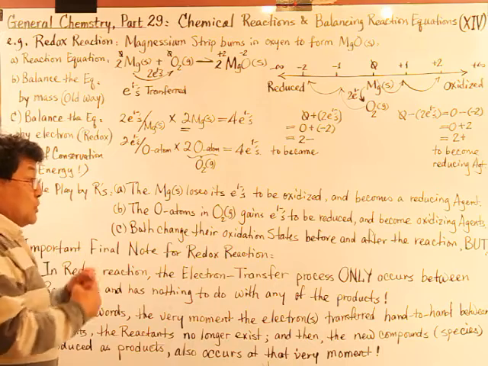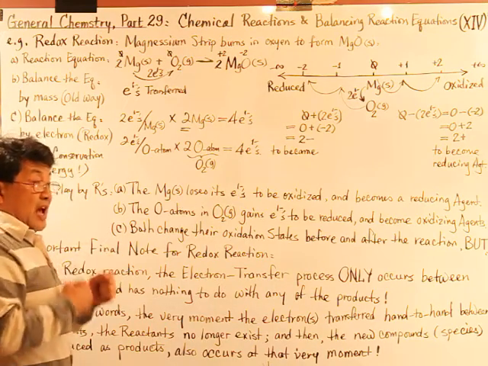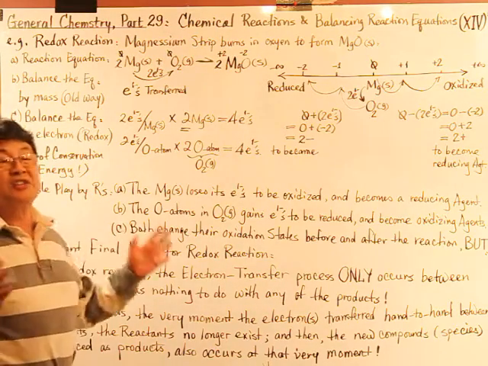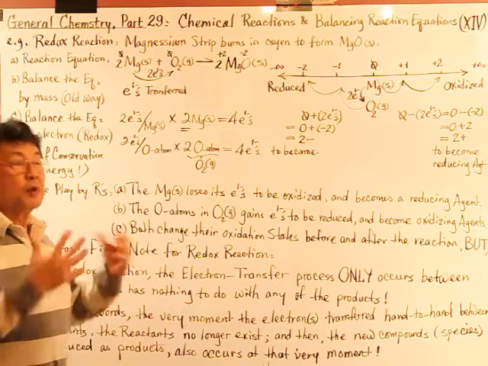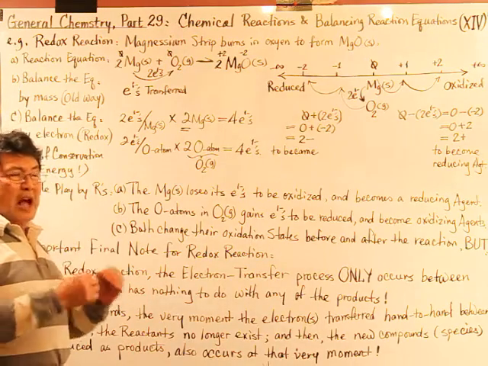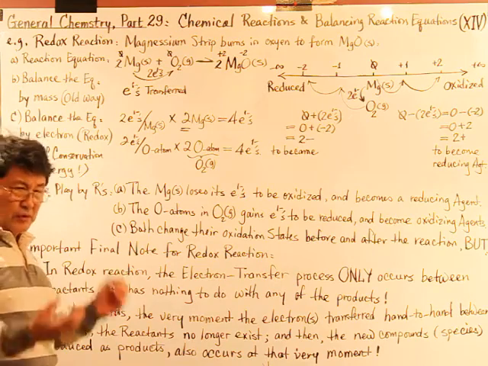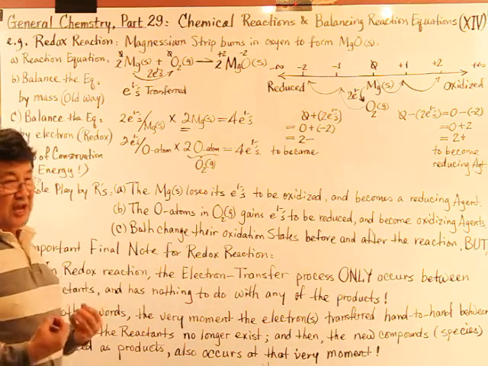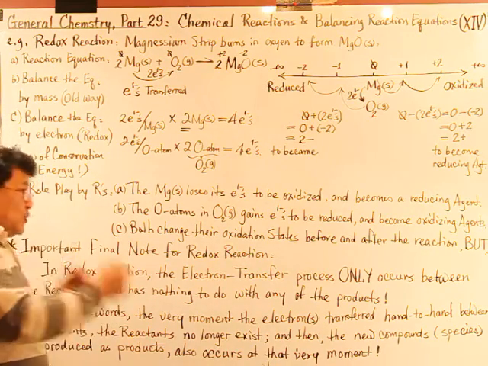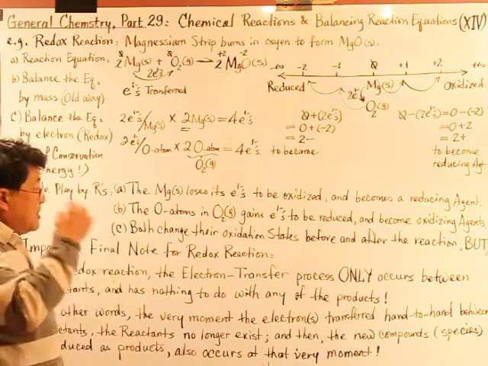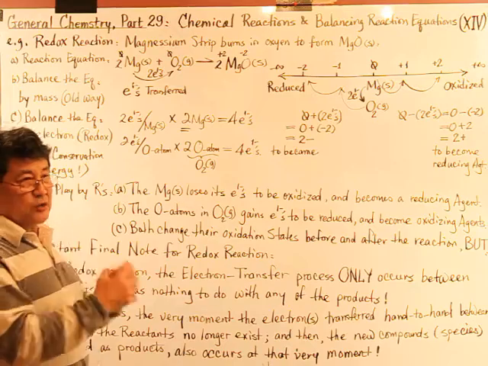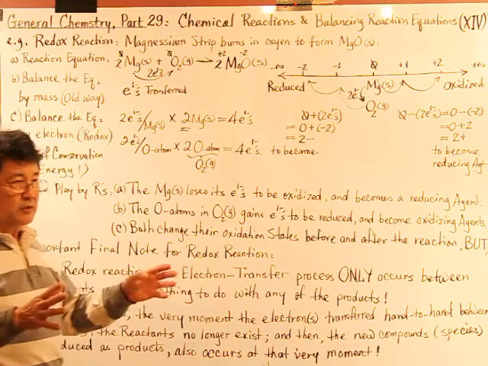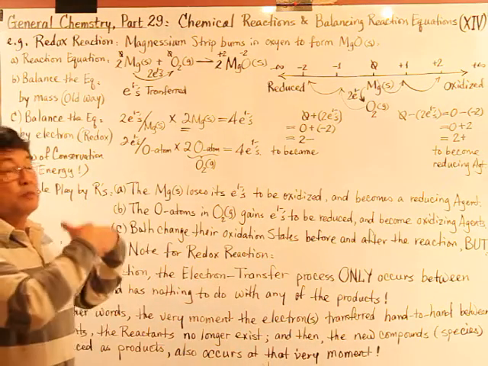So when the electron is transferred between you and me, hand to hand, at that very moment both of us no longer exist as reactants; we become the products. But it happens only for a very short period of time. Electron transfers are very quick. During that process, we no longer exist as reactants. Soon after the electron is transferred, at that very moment, you and I disappear, and the new products are generated.